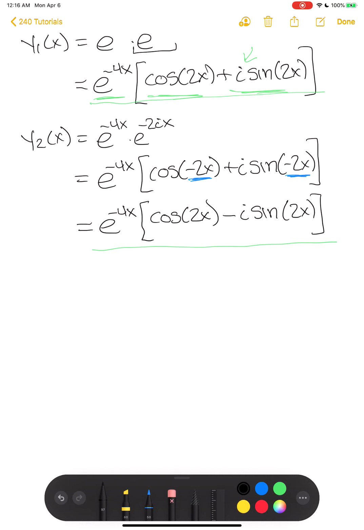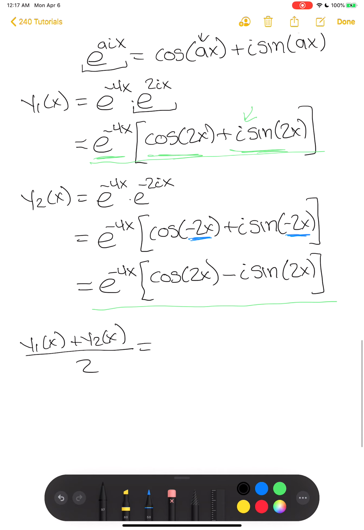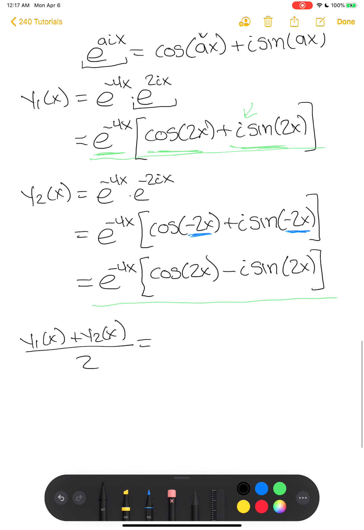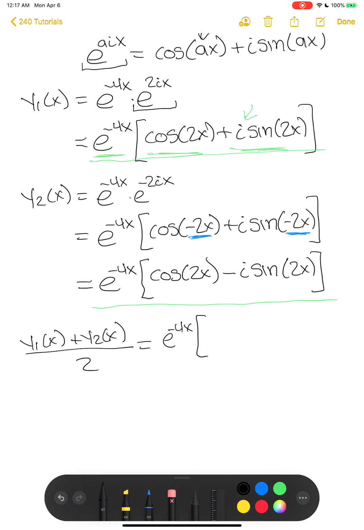So you saw this in lecture, but what we're going to do is first add the two of them, y1 of x plus y2 of x, and divide it by 2. So take my word for it for now, and we'll see what actually happens here. So if I add y1 to y2, I can factor out this e to the minus 4x, right? And then I'm adding, let me get rid of some of this green stuff here first. Get a clean slate.